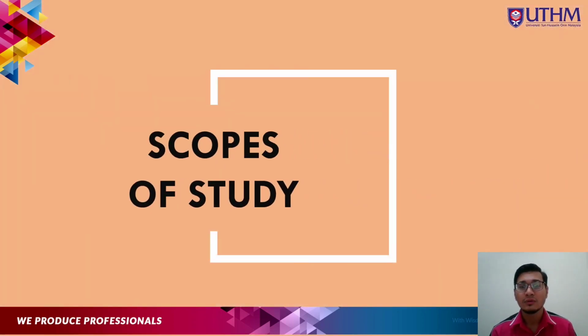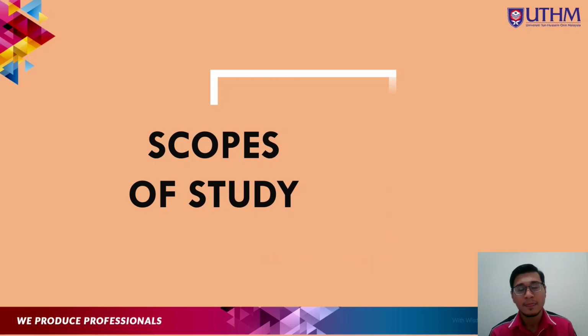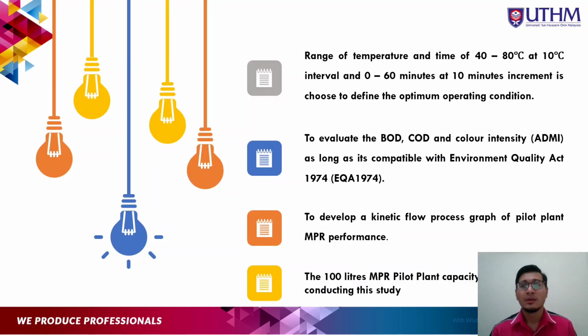Next, I will go to the scope of my study. There are several scopes, and these are the listed scopes I will present. The first one is the range of temperature that I have parameterized, which is 40 degrees Celsius to 80 degrees Celsius with 10 Celsius interval, and the retention time I select is 0 to 60 minutes with 10 minutes interval.